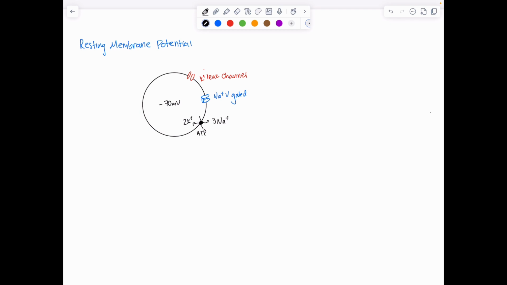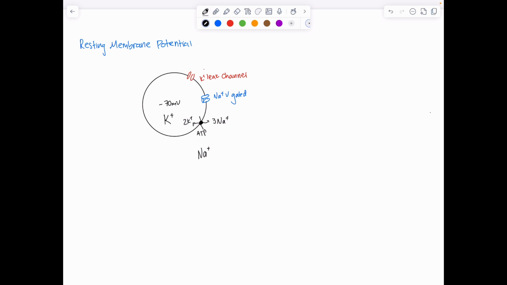But here we also have this sodium-potassium pump, which is pumping 3 sodiums out and 2 potassiums in. So we get a higher concentration of potassium in the cell and a higher concentration of sodium out of the cell. And it starts causing this concentration gradient. And when the cell is at rest, the sodium voltage gated channel is closed, so no sodium is getting in and out of the cell. And this is also due to the permeability of the membrane.